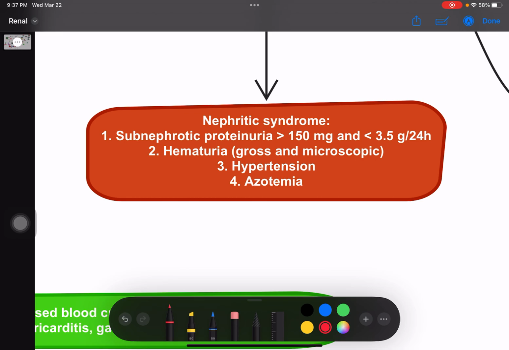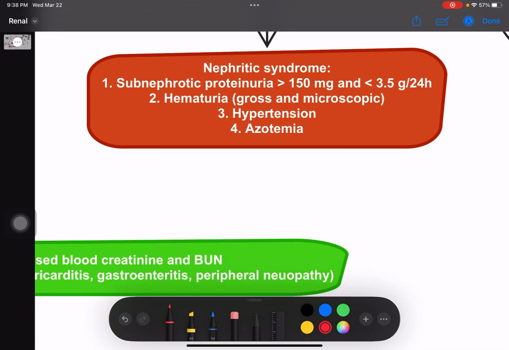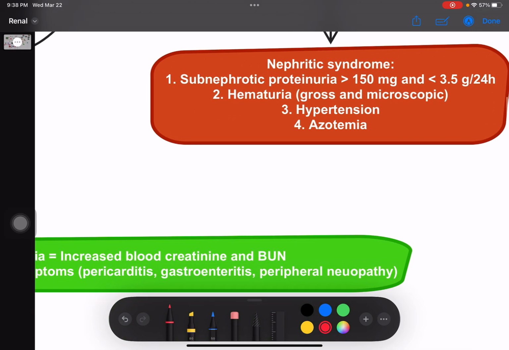We have hematuria, as I said, it can be gross or microscopic. Then we have hypertension and azotemia. So azotemia is an increase in blood urea nitrogen and creatinine, which is a marker for the kidneys' health. If the kidney is functioning normally, there doesn't have to be an increase in blood urea nitrogen and creatinine. And azotemia is an increase in BUN and blood creatinine.